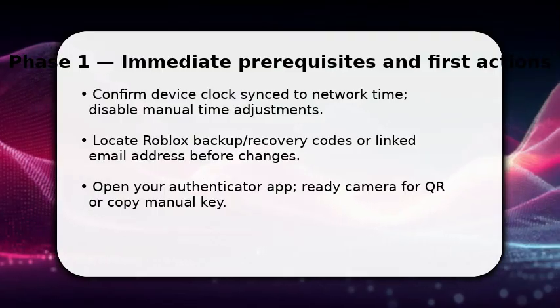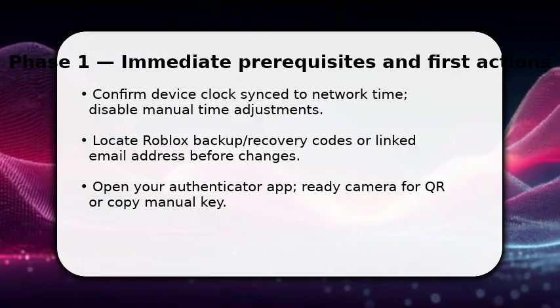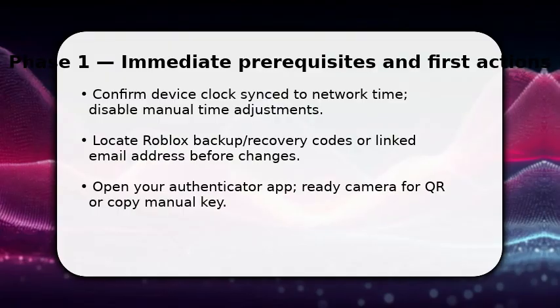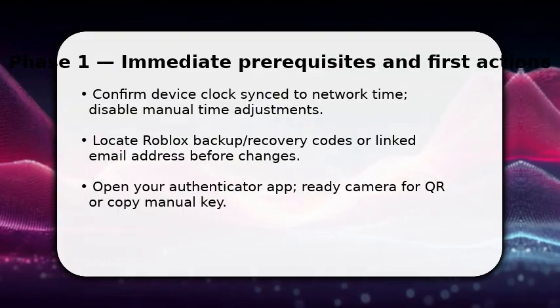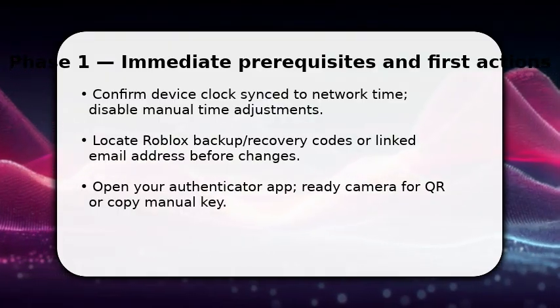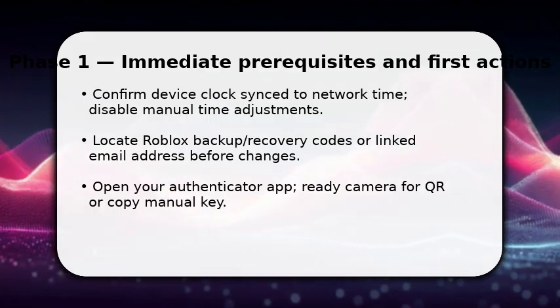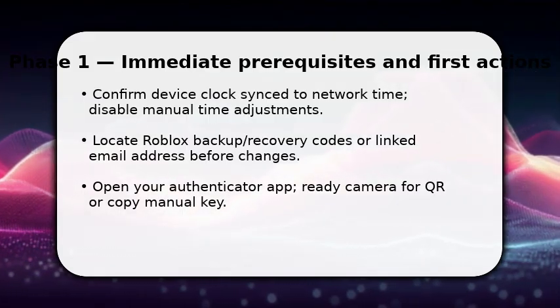You begin by confirming prerequisites. Make sure your phone's clock is set to automatic network time and you have your Roblox recovery codes or access to the linked email. Once done, open the Authenticator app and prepare to scan the QR or paste a manual secret key. This avoids losing account access.